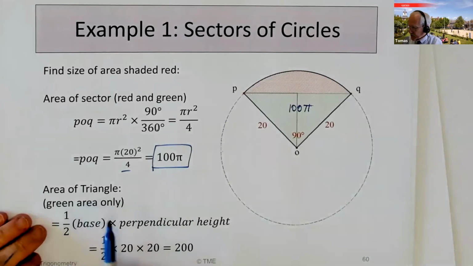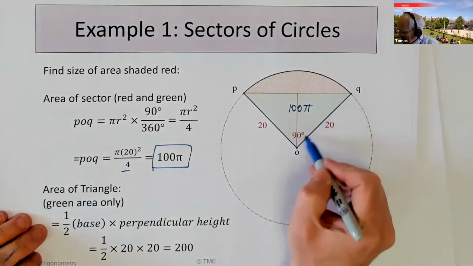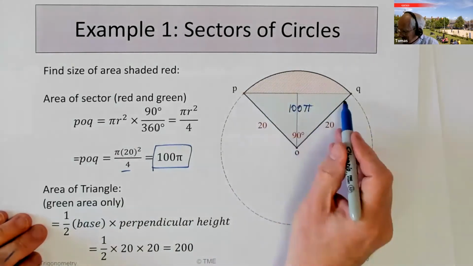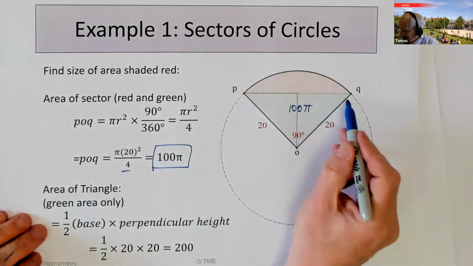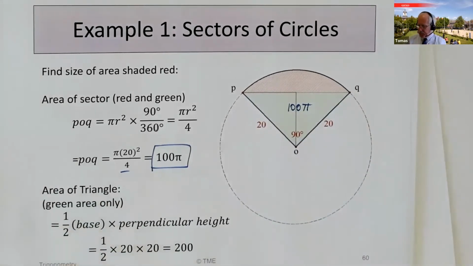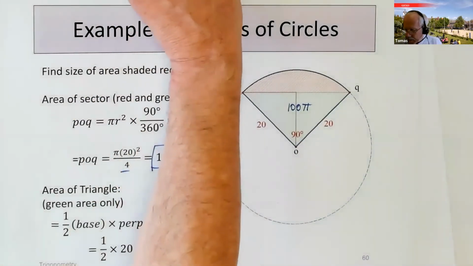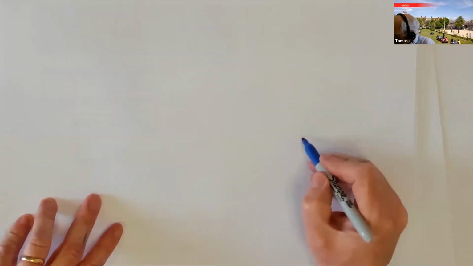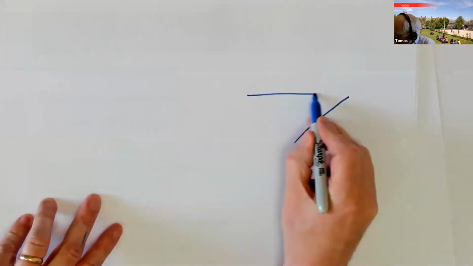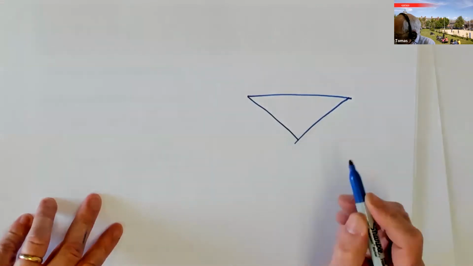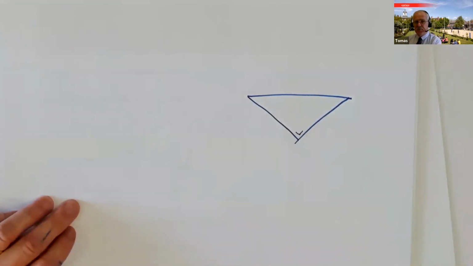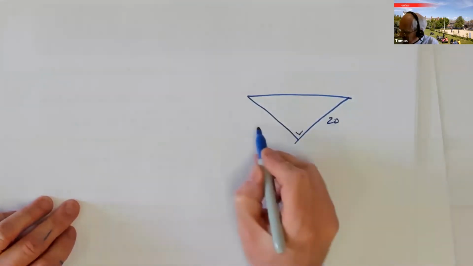Now what's the area of the triangle? The area of the triangle is the green one, just the green shape. And how do I find that? Well, let's just separate it for a minute and draw it, and imagine that's the area of the triangle. This was 90 degrees, this was 20, and this was 20.